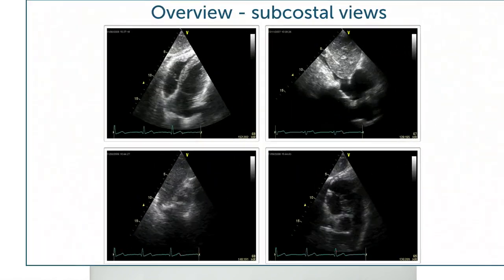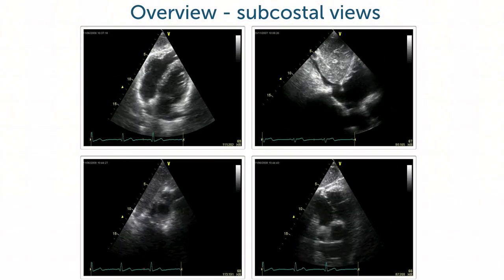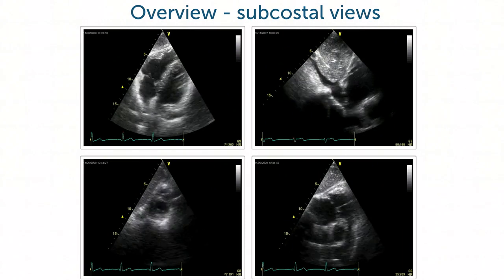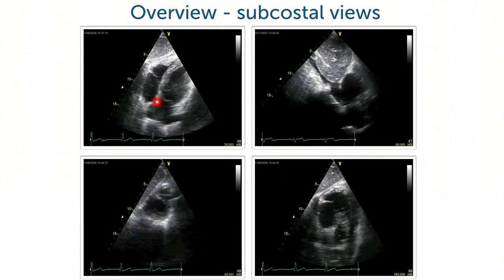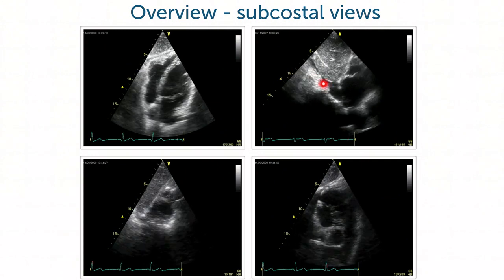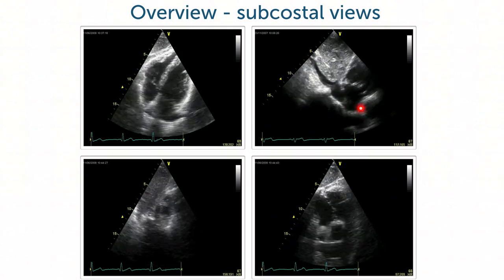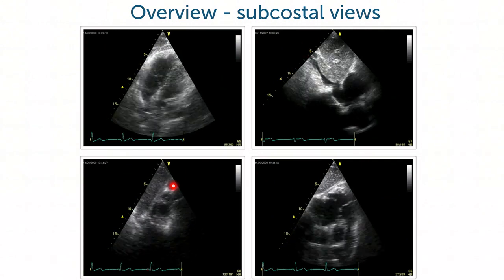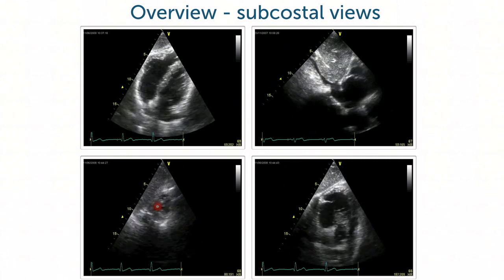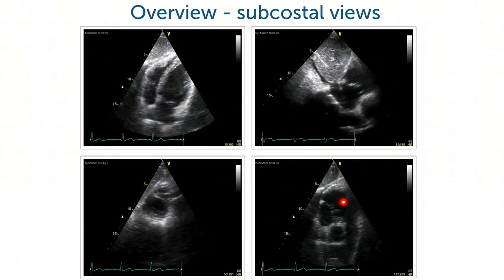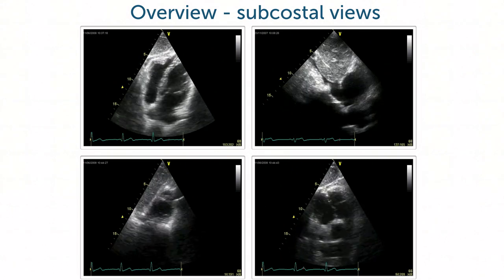Now let's put all this together and let's take a look at all the different views you can get from a subcostal window. The 4-chamber view, the long axis view with the IVC and the SVC, the short axis view at the level of the ventricle, and the short axis at the base of the heart with the pulmonary artery.